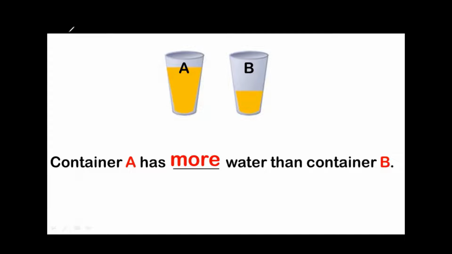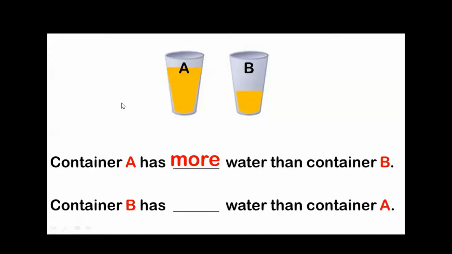Next, let's have Didi. Didi, container B. Container B has less water than container A. Very good. So let's look at this, container B, which is this one. It has less water than container A. Next, Tam.